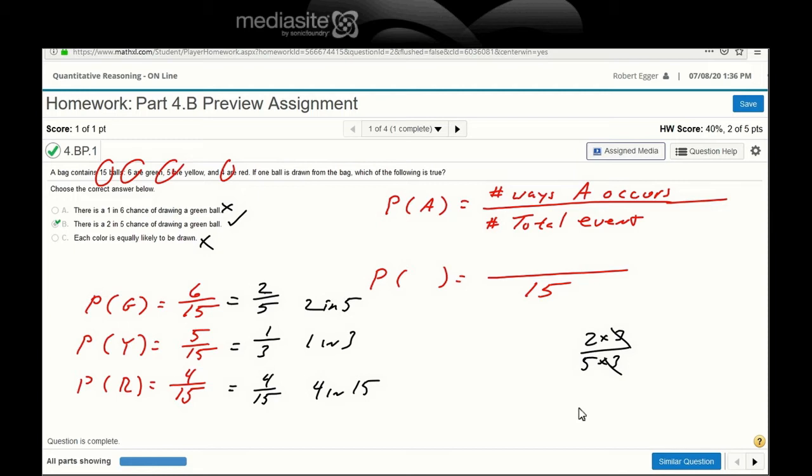But note, every one of these probabilities has the same denominator, because there's basically a total of 15 events that can occur, 15 balls to draw from. And then we just looked at the top, well, how many greens are there? There are 6 ways of pulling a green, 5 ways of pulling a yellow, 4 ways of pulling a red. Next question.